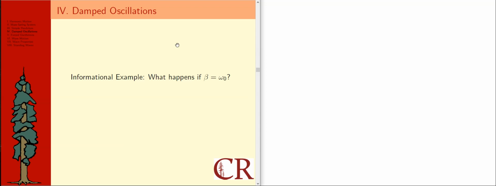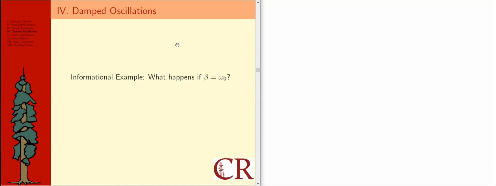We just looked at underdamped oscillations and saw that there was a function that describes that, and then a graph that makes sense based on what underdamped oscillations look like in reality. But now with this example, we're going to look at how you get to critical damping. And it turns out this informational example is what's going to get us there, because it says what happens if beta is equal to omega naught.